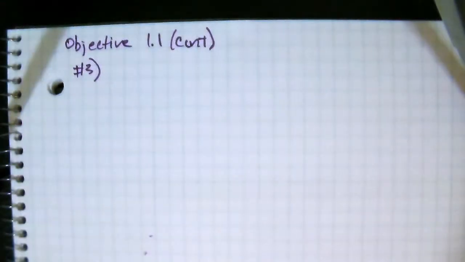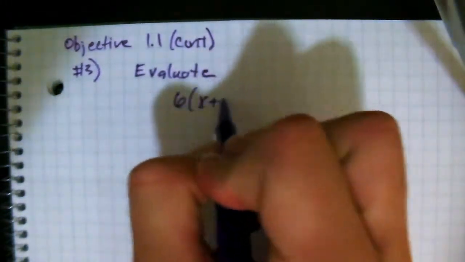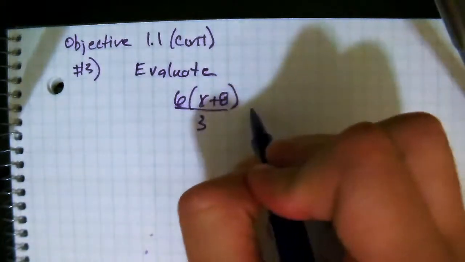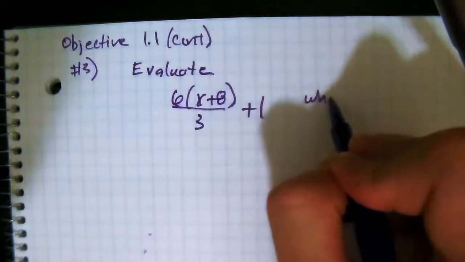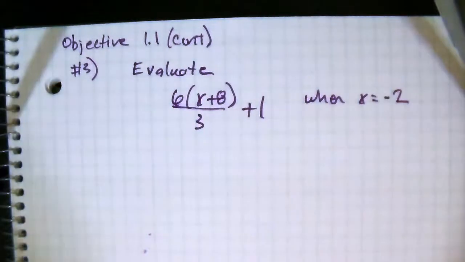So I have number 3. I'm going to put objective 1.1 at the top. Objective 1.1 continued. There you go. Number 3 says, evaluate 6 times x plus 8 in parentheses over 3 plus 1 when x equals negative 2.